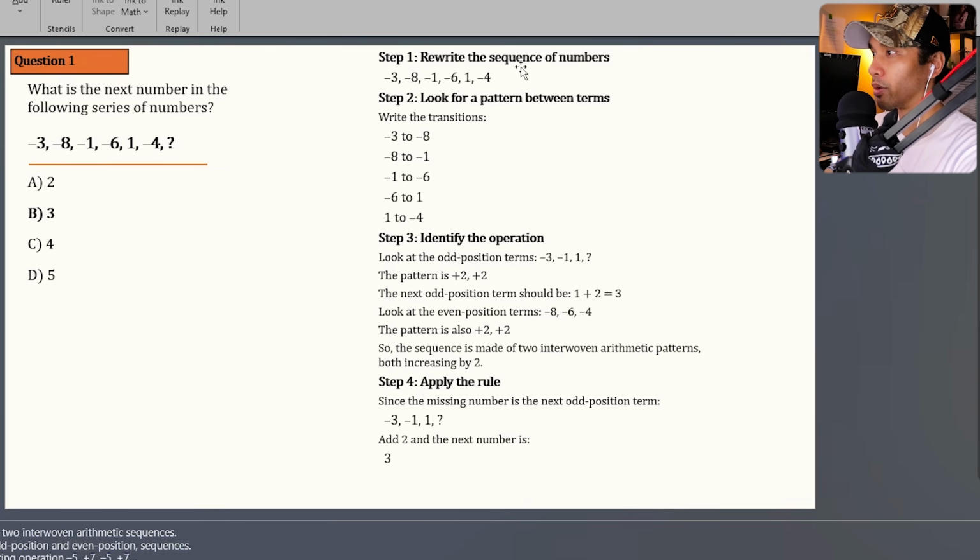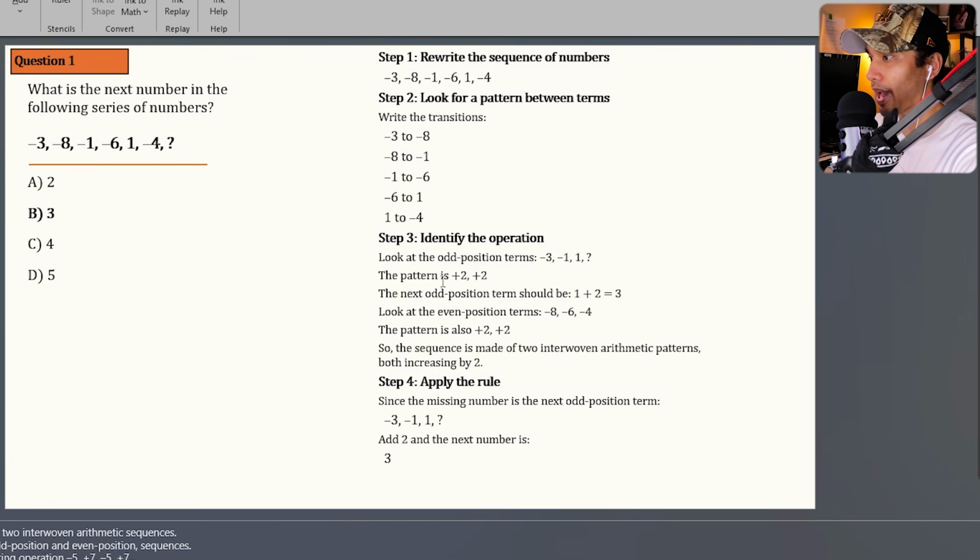So step 1, rewrite the sequence of numbers: -3, -8, -1, -6, 1, and -4. Look for a pattern between the terms. So from -3 to -8, -8 to -1, and so on and so forth. And you're going to find what I showed, which was, I think, -7 + 5 or vice versa, something like that. But what I have here is to look at the odd position terms and then look at the even position terms, the odd positions and the even positions.